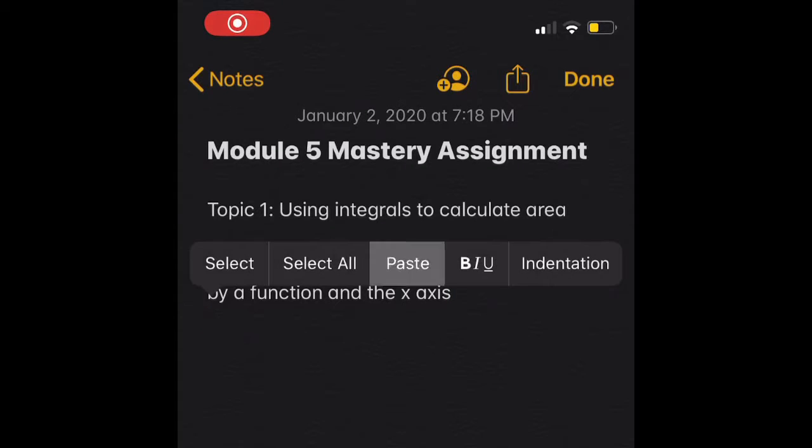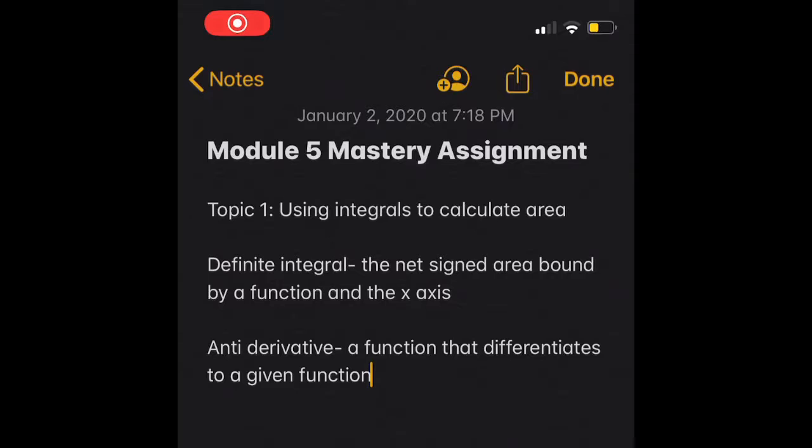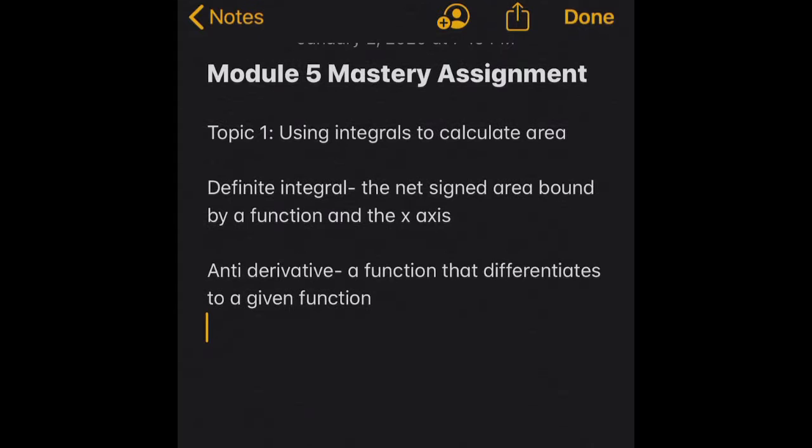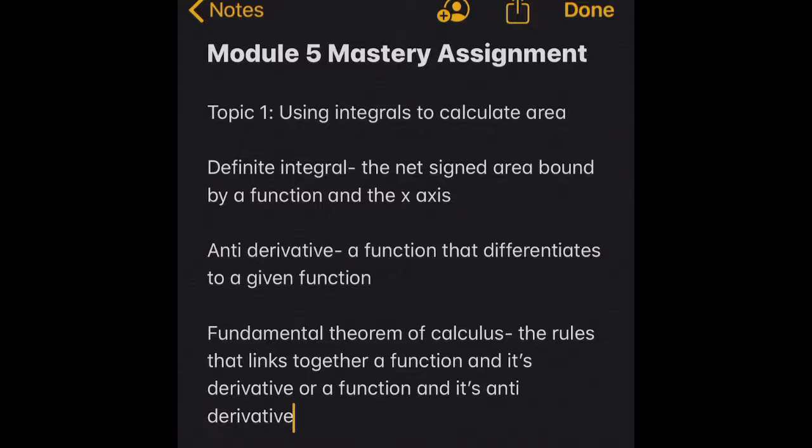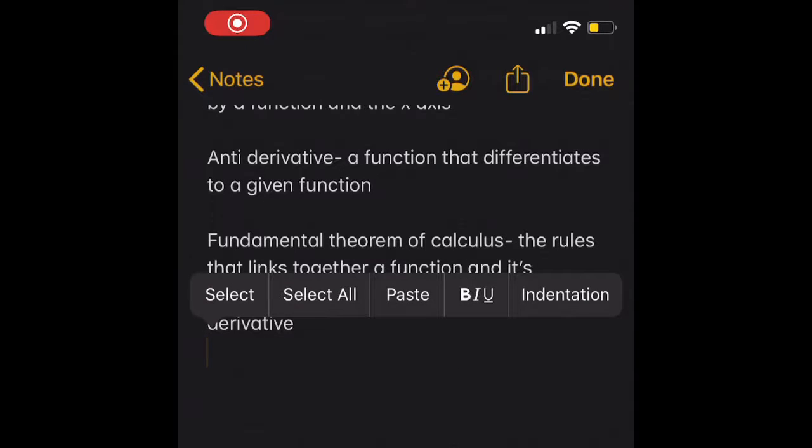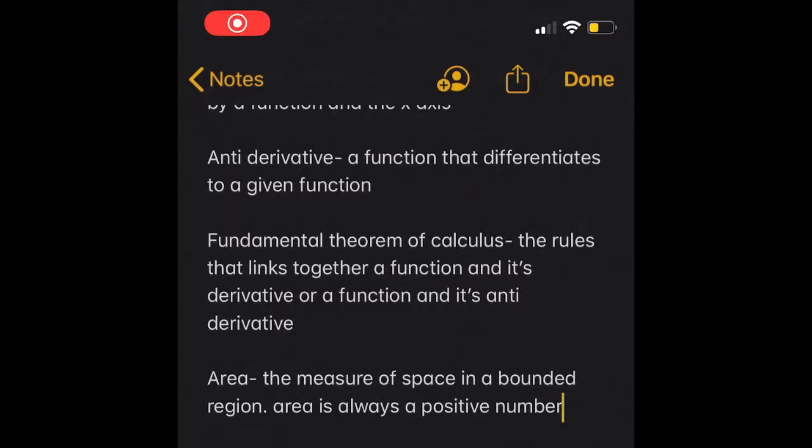An antiderivative is a function that differentiates to another function. The fundamental theorem of calculus are the rules that link together a function and its derivative or a function and its antiderivative. Area is the measure of space, but in a bounded region, area is always a positive number.